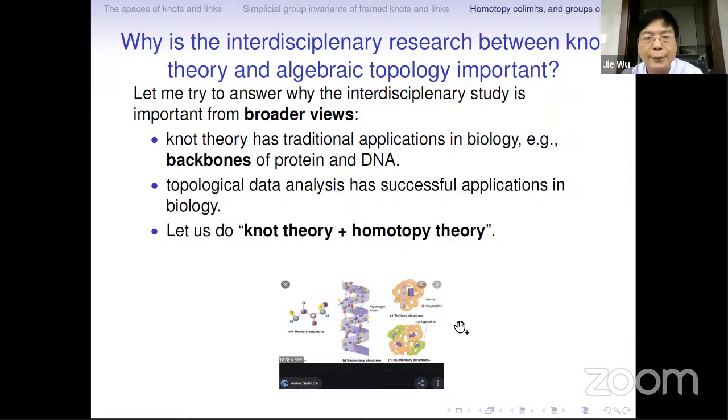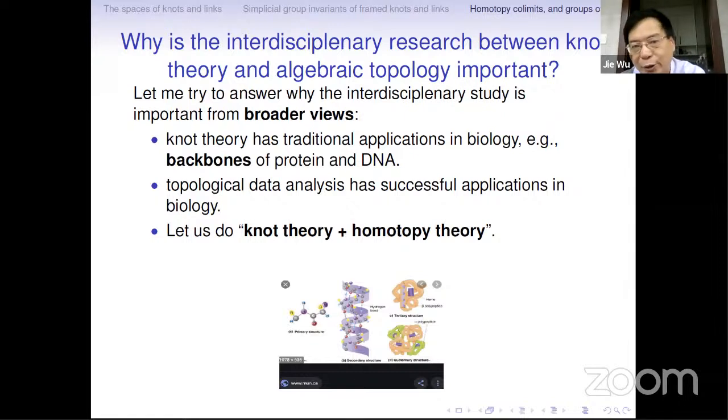Well, in the last slide, I try to say that we try to make it possible in interdisciplinary study, right? So I need to mention that knot theory can possibly go further, not just interdisciplinary study within topology, right? We can go out to biology.